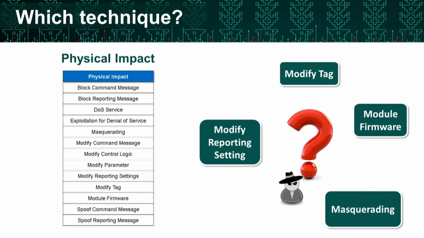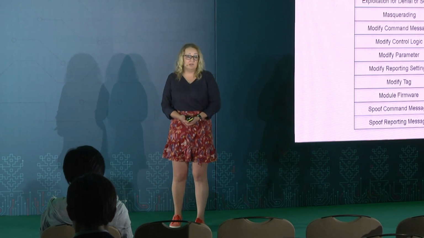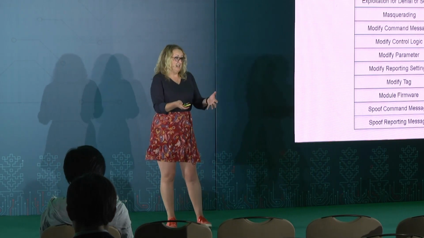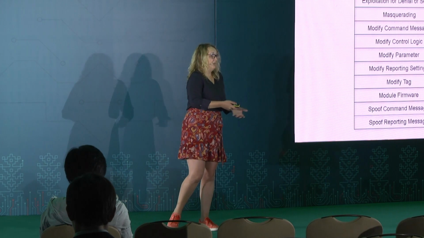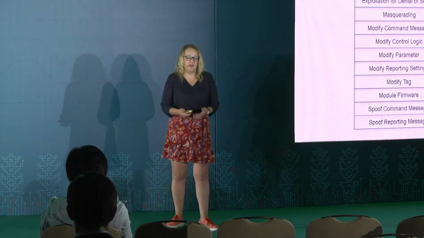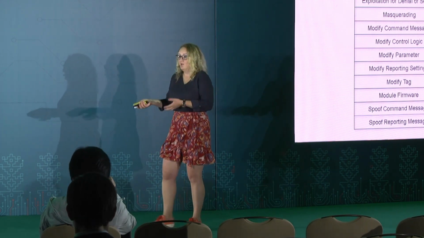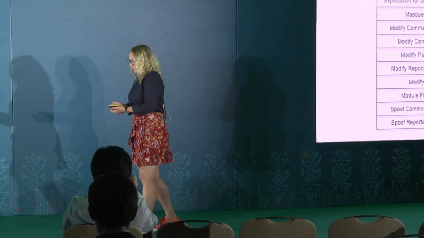So if I look into this, the last tactic in this attack framework, physical impact, there are certain techniques available which describe attacker techniques to cause physical impact. Examples include modify reporting settings, modify tag, module firmware, masquerading. But honestly, I don't know how any of these techniques will result in physical damage of the filter. So I can't use any of these techniques to destroy the filter.